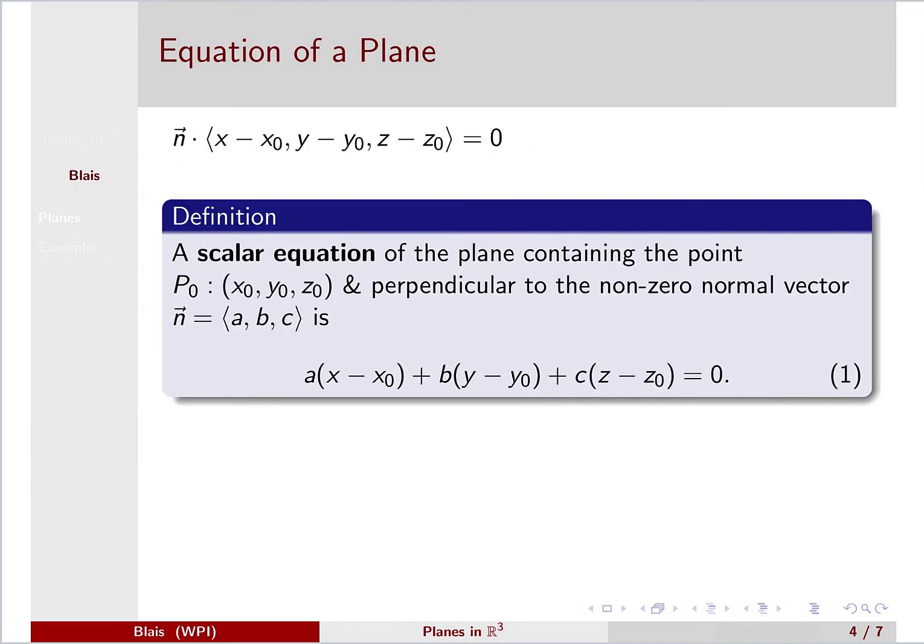And so when we do this dot product, remember again n was this vector a, b, c, that dot product becomes a times x minus x naught plus b times y minus y naught plus c times z minus z naught equals 0. And that dot product is what gives us what we call the scalar equation of the plane. So a scalar equation of the plane containing the point P naught and perpendicular to the non-zero normal vector n is given by this result here that we just derived.